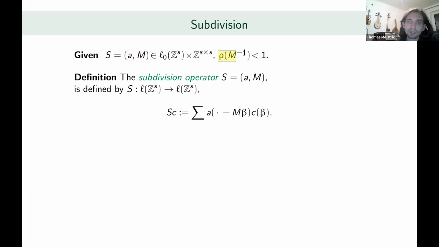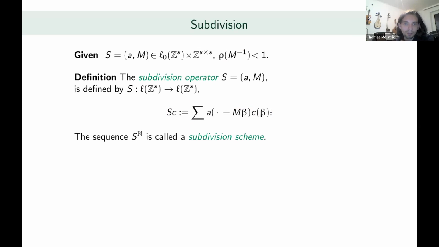And the one condition we need to impose on this dilation matrix is that it's expanding. So otherwise, we would generate a degenerated mesh in the limit. So, and expanding means all eigenvalues are greater than 1, or vice versa, the spectral radius of the inverse is less than 1. And the subdivision operator then is defined as this kind of convolution we've seen before. And a sequence of this subdivision operator is called the subdivision scheme. That's a really bad terminology, but at least it generalizes well.